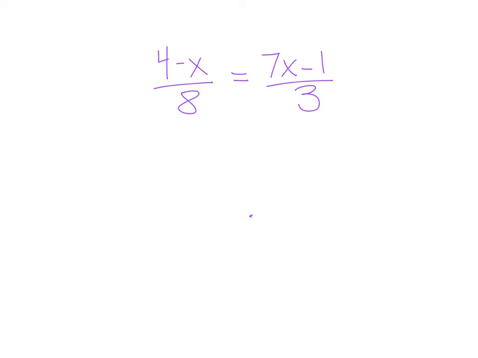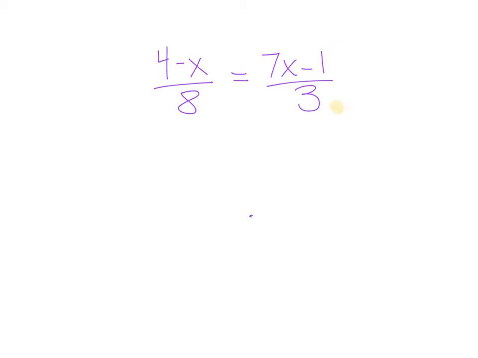Hello 8th grade, this is Miss Harkness, and in this video I'm going to show you how to solve an equation in disguise. In this equation, we have (4 minus x) over 8 equals (7x minus 1) over 3. As it currently stands, this proportion is not ready to be solved.